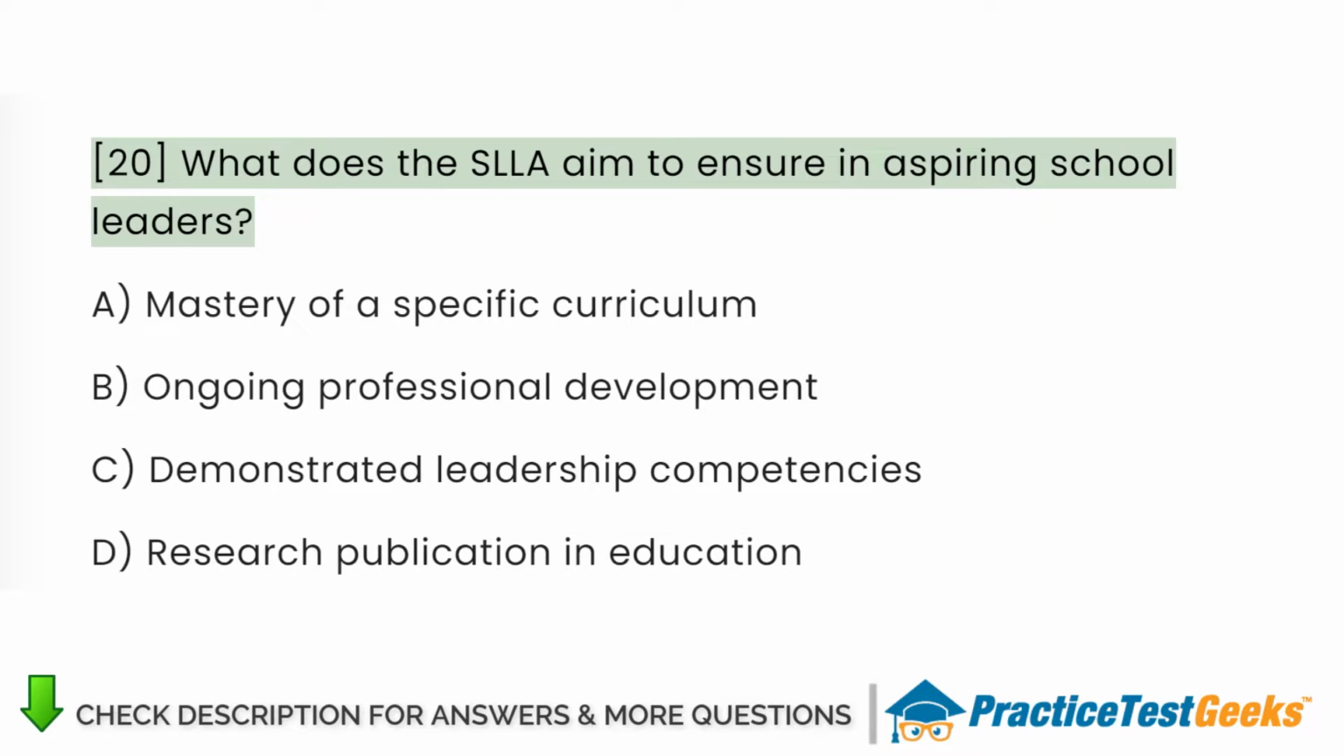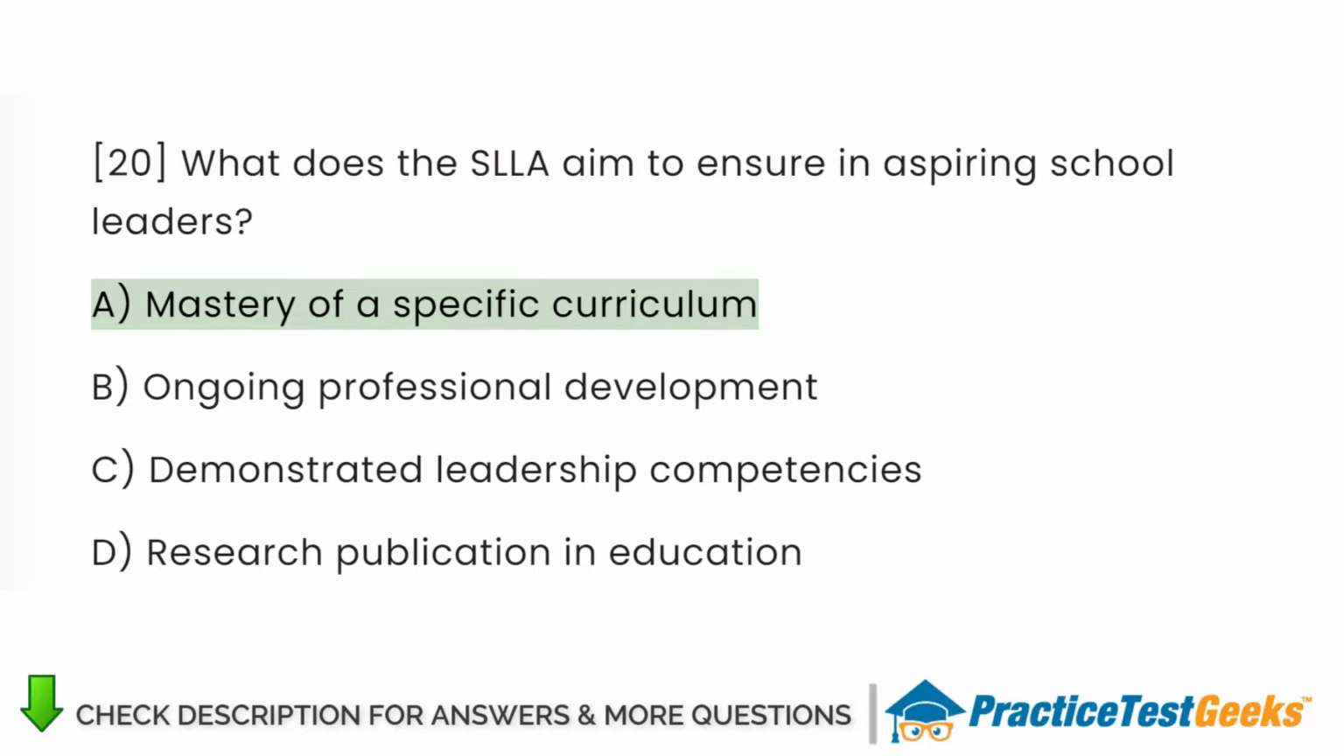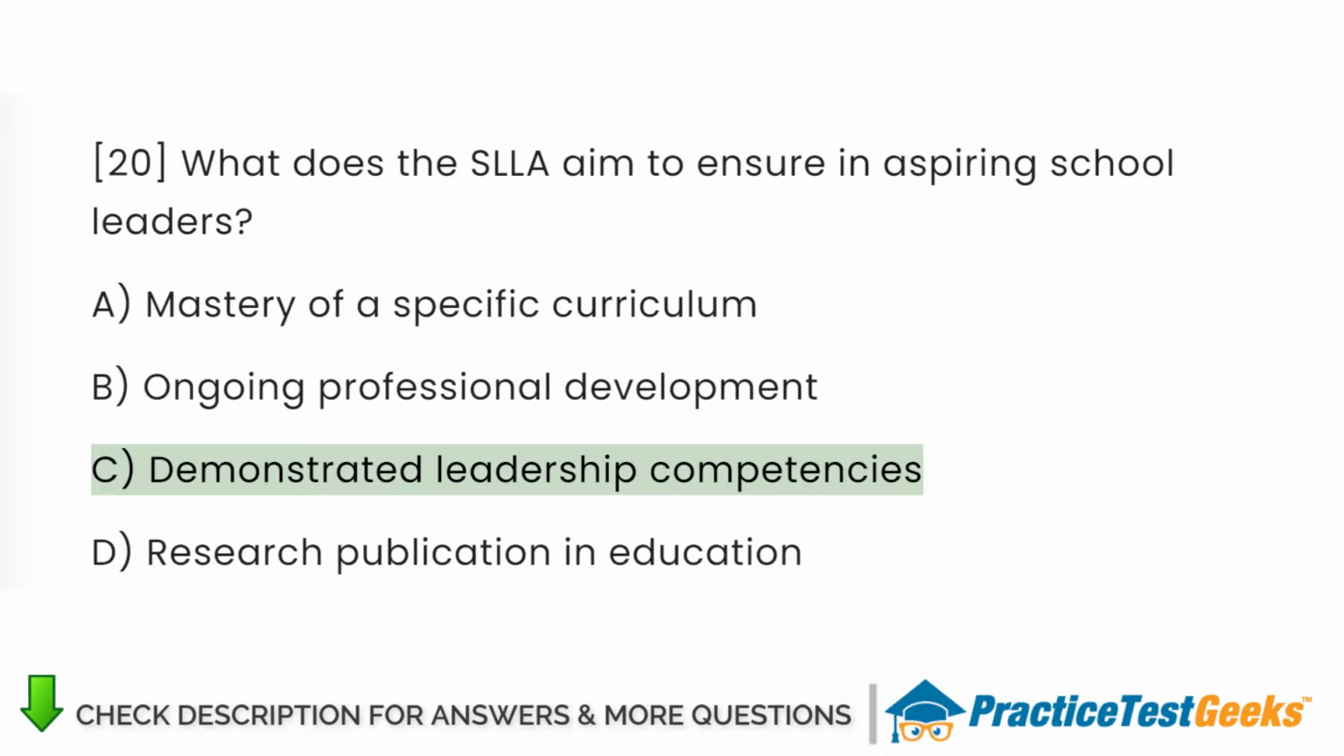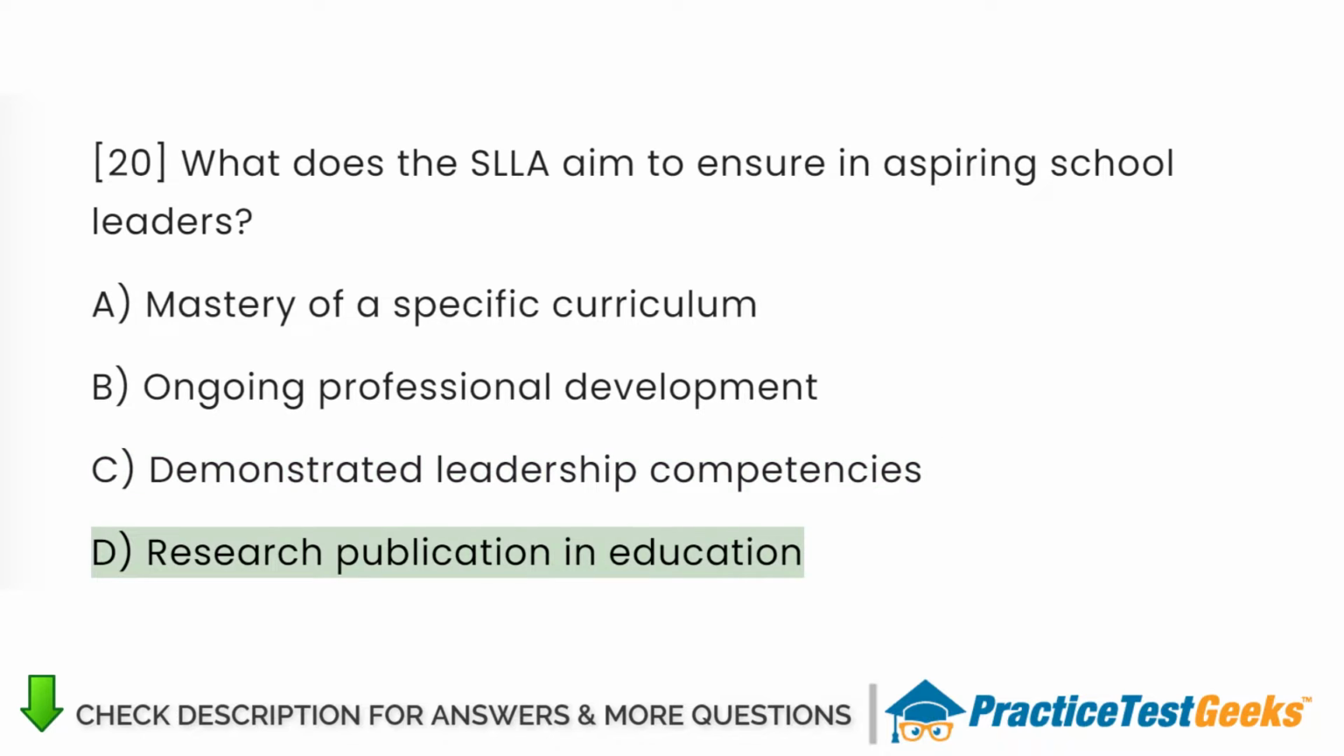What does the SLLA aim to ensure in aspiring school leaders? A. Mastery of a specific curriculum. B. Ongoing professional development. C. Demonstrated leadership competencies. D. Research publication in education.